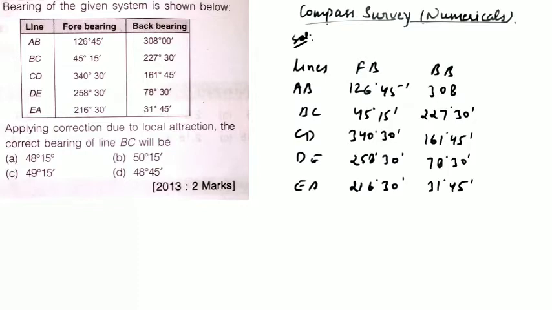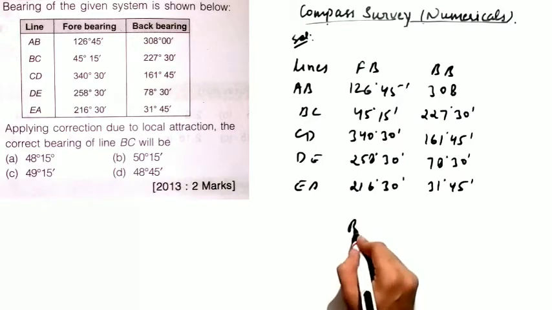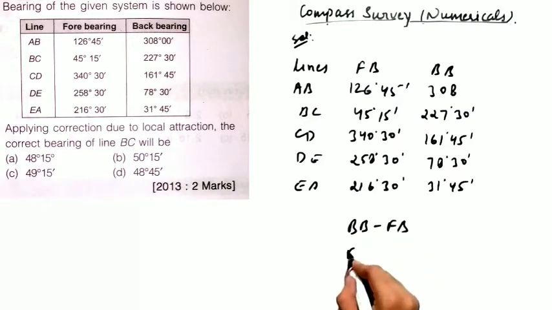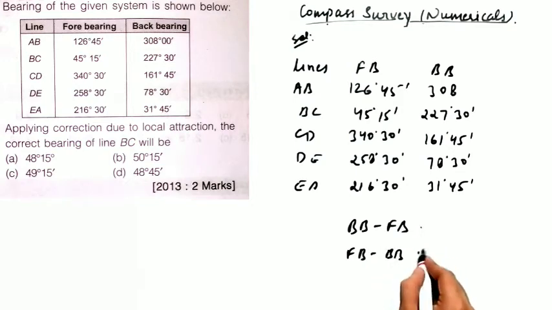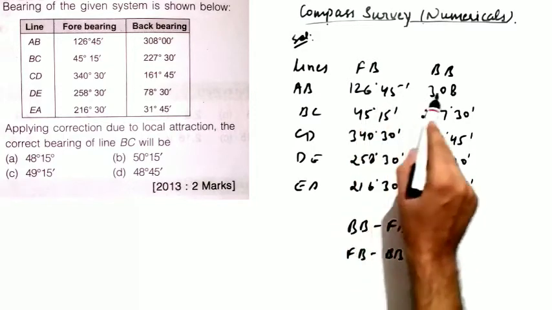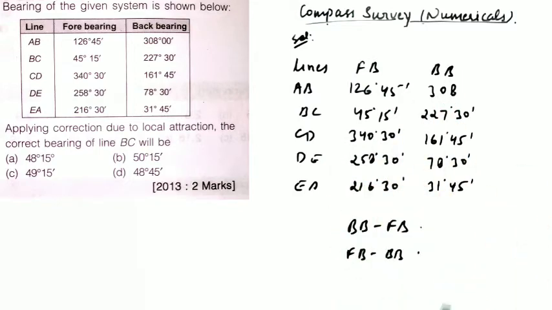First of all, how to solve this question, how to start with this question. Out of all these lines, you can solve such a question if there is any particular line or any particular station that is free from local attraction. How can you determine which of these stations is free from local attraction? By calculating the difference in the angles, either back bearing minus fore bearing or fore bearing minus back bearing. If any of these turns out to be exactly 180 degree, then that particular line will be free from local attraction.